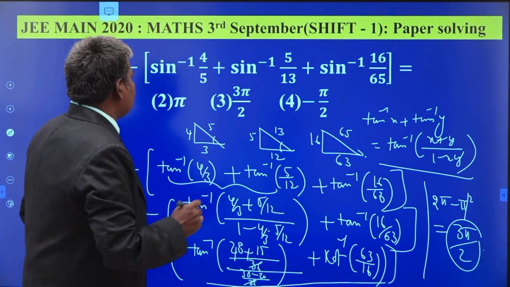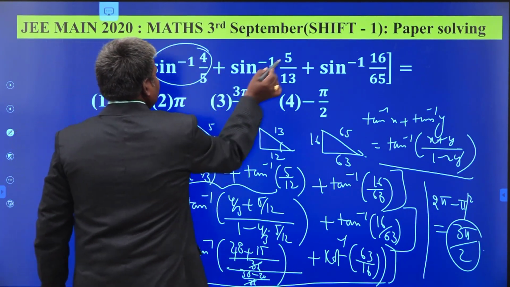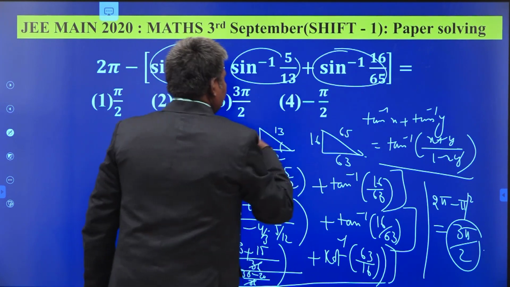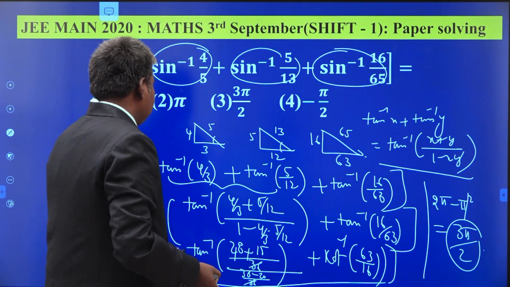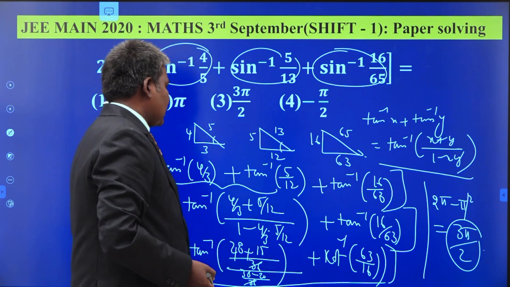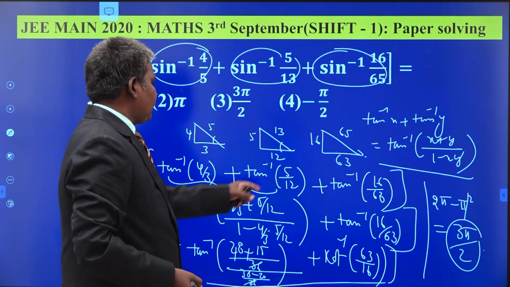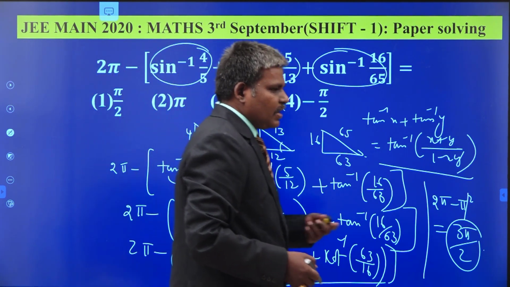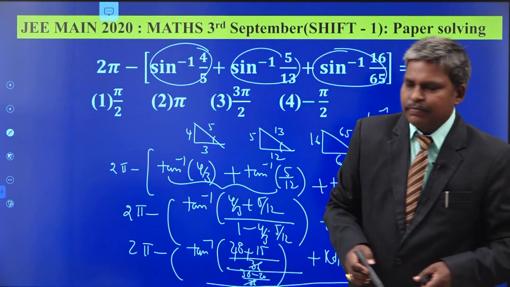So the only logic behind this problem is you have to convert this sin inverse to tan inverse and again apply tan inverse x plus cot inverse x as pi by 2, and tan inverse of A plus tan inverse of B is nothing but tan inverse of (A plus B) by (1 minus AB).